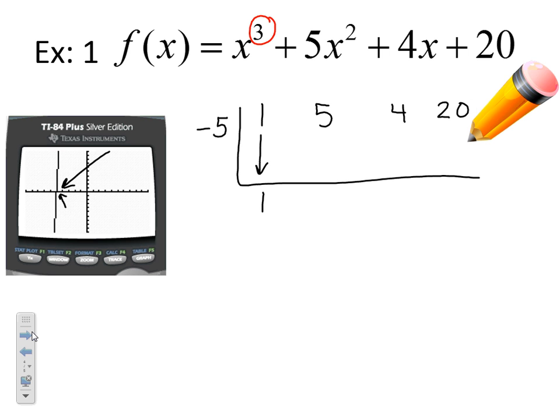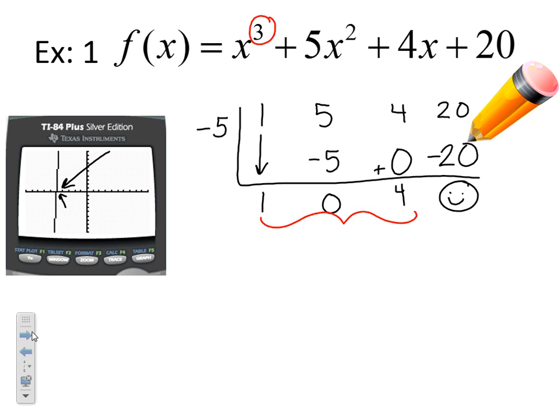So I'm dropping down the 1, -5 is what I get when I multiply, add 0, multiply 0, add here 4, multiply -20, yay, okay? We knew that this was going to make a 0 remainder because we can see obviously that -5 is a solution. So what's left after we divide out our hint?